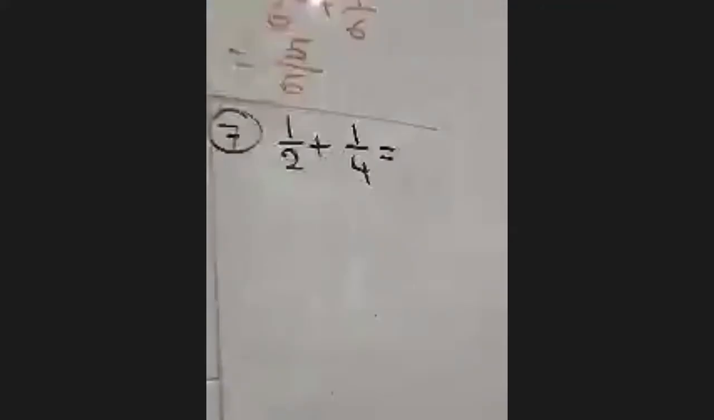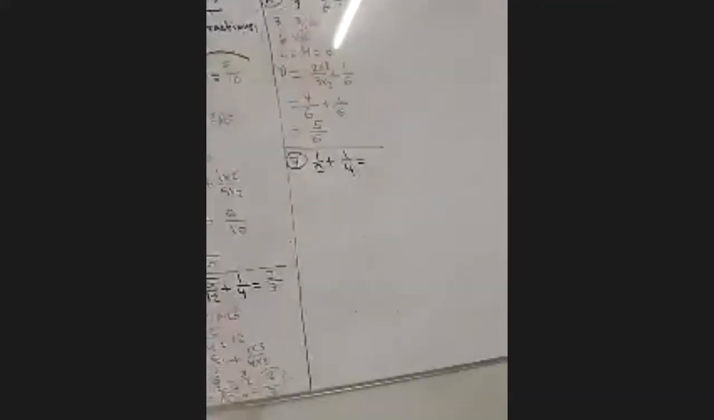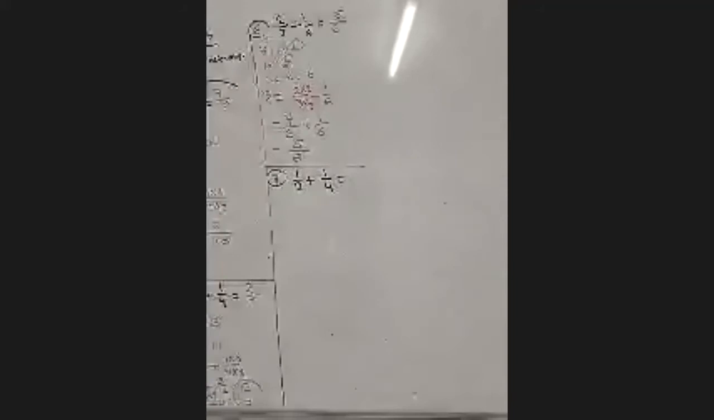Question 7, read. 1 over 2 plus 1 over 4. Good. What will we do? We will make the least common multiple for the 2 and 4. So what's the least common multiple? The 4. The 4. So what will we do?